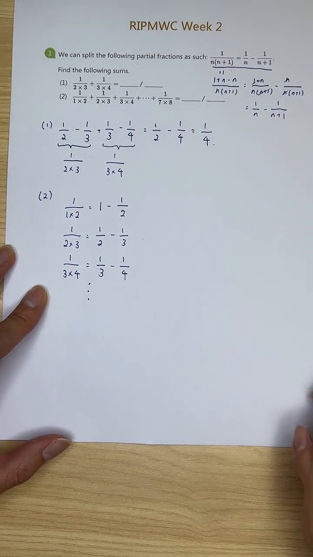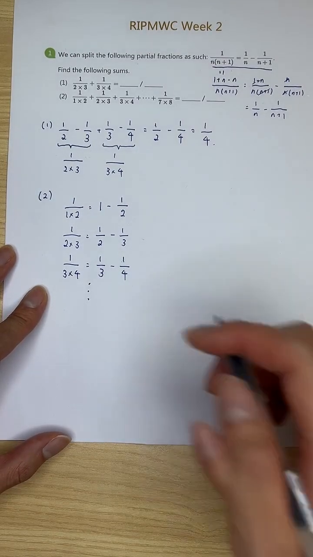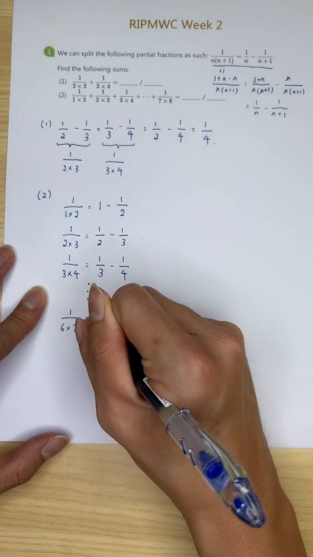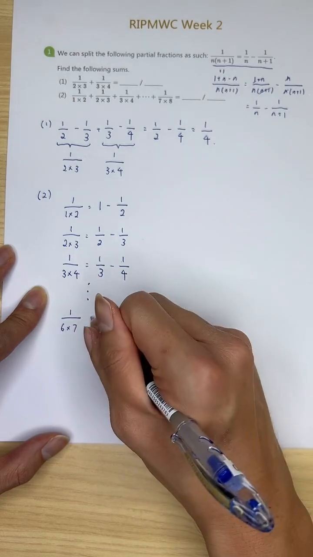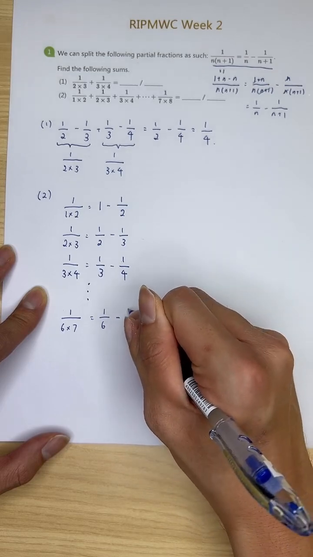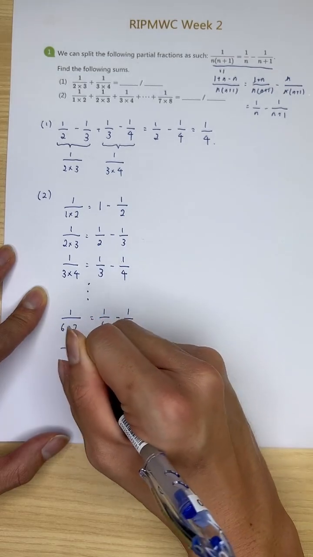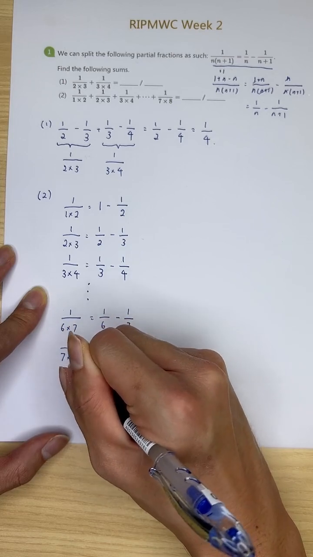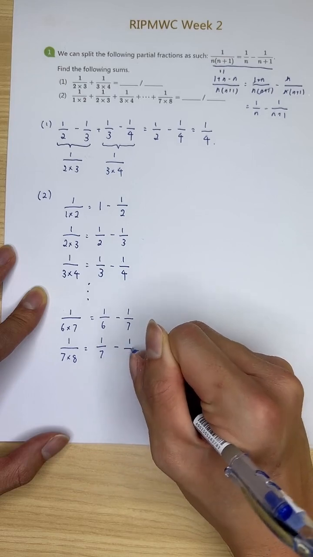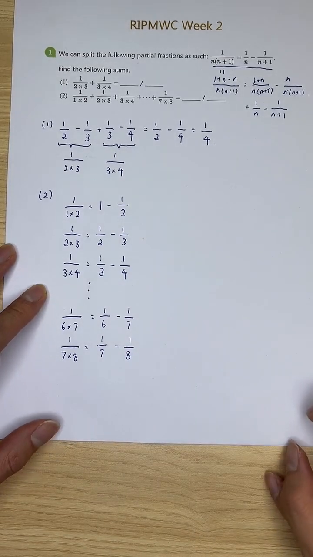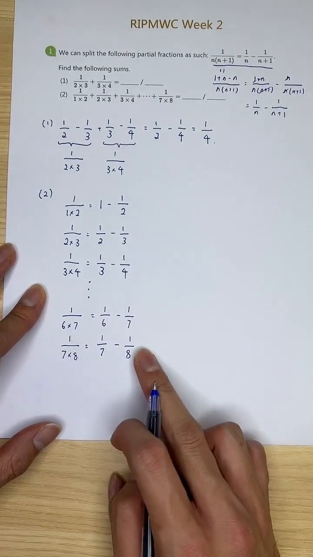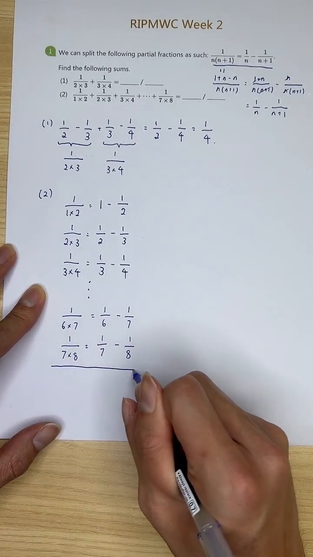So you are expecting a few terms over here, right? You'll be expecting 1 over 6 times 7, which is equal to 1 over 6 minus 1 over 7. And 1 over 7 times 8, which is equal to 1 over 7 minus 1 over 8. Alright, so we are finding a sum of this. Essentially we are adding up all these guys over here. So we need to find a sum.